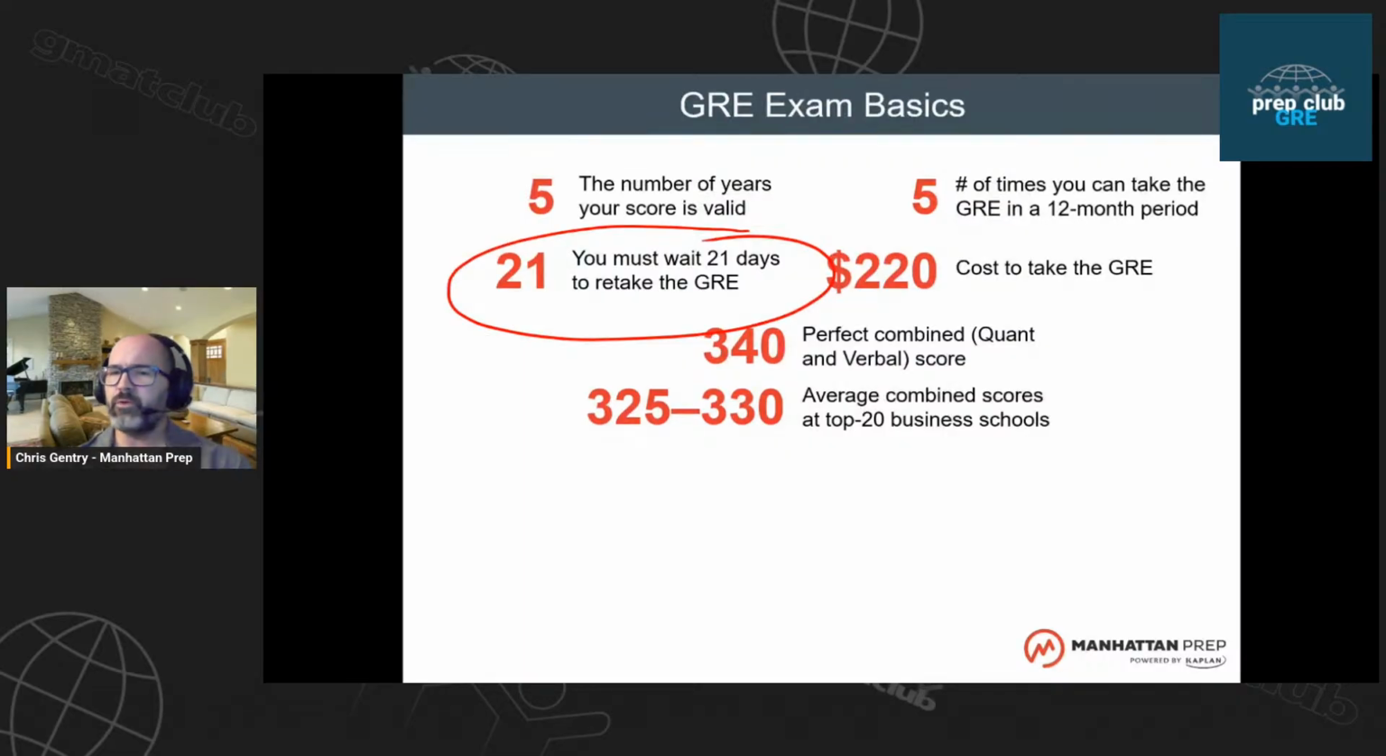I know a lot of people who get into the schools that they want, get into their dream schools without hitting that benchmark, but hitting that benchmark makes it a lot easier. So again, that's right around the 160s, 165-ish quant is ideal, 160 plus verbal is ideal.